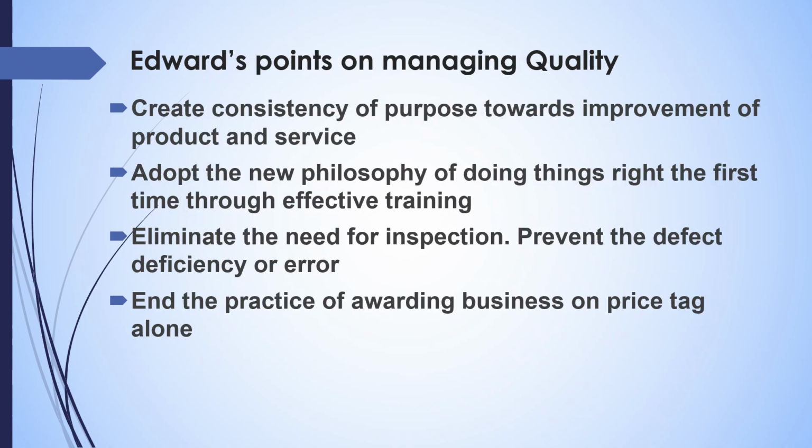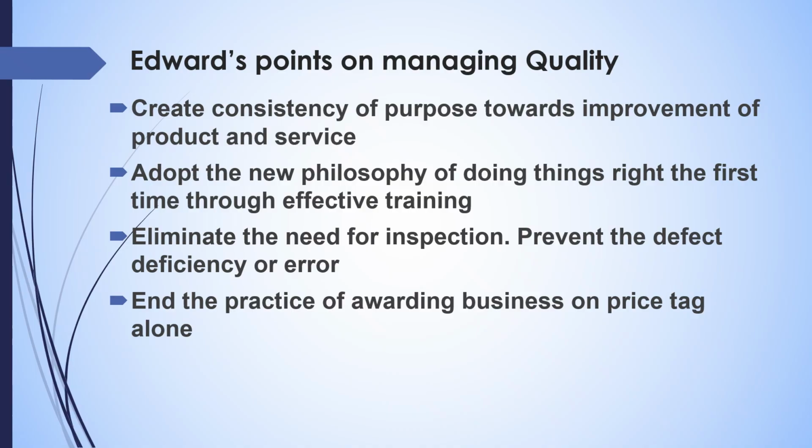Then let's move on to another topic, that is Edwards' points on managing quality. So Edwards has 14 points in managing quality. So what are the 14 points of Edwards in managing quality? One is create consistency of purpose towards improvement of products and services. So there should be a consistency of purpose. What is our purpose? There should be consistency of purpose towards the improvement of products and services.